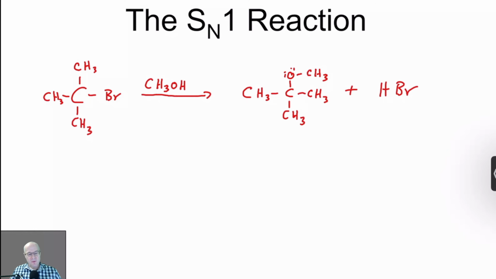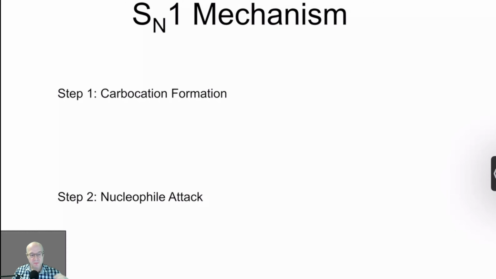Okay? SN1 reactions always form a carbocation. Always. SN2 never formed them. SN1 always forms them. That's how it works. Now let's talk about the SN1 mechanism.